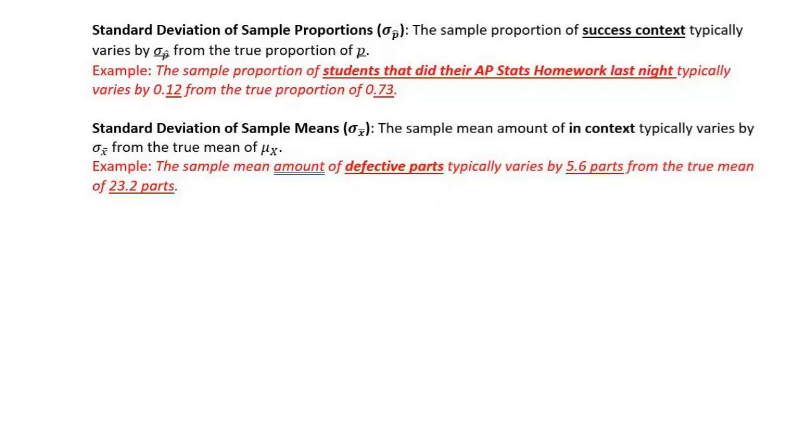When we are interpreting the standard deviation of the sample proportion, the sample proportion of whatever our success context is typically varies by whatever the standard deviation of the sample proportion is from the true proportion of p. So the sample proportion of students that did their AP Stats homework last night typically varies by 0.12 from the true proportion of 0.73. And then there's an interpretation here for standard deviation of sample means, which is interpreted in a very similar way.